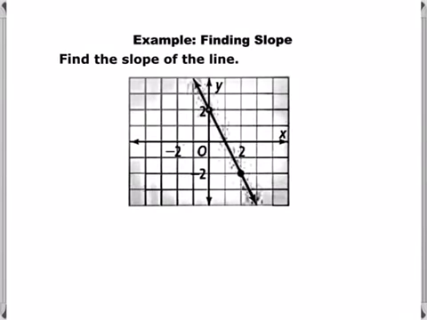In the third example, we'll do the same thing. We'll start with the left point and we'll work our way to the right point. So to go from this point, we have to go down 1, 2, 3, 4. So down 4, and then right 1, 2. So that gives us a slope of -4 over 2, which simplifies to -2.